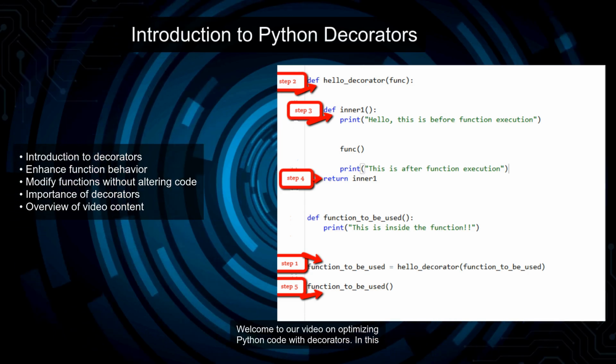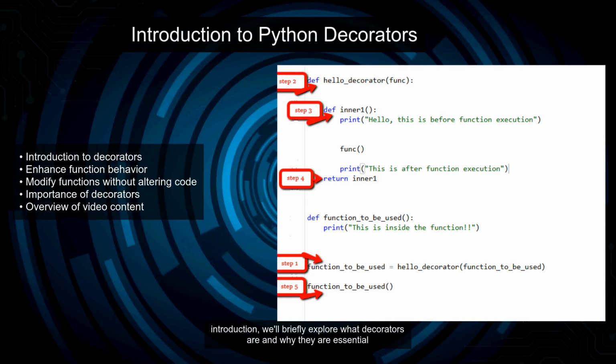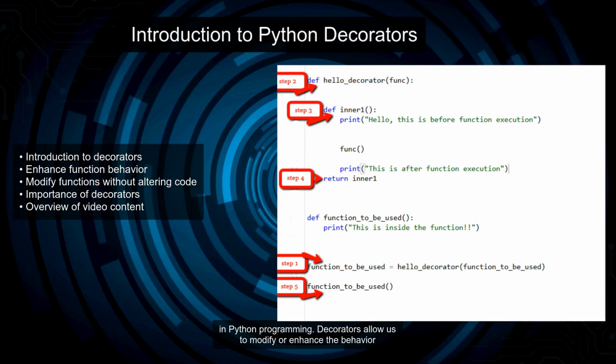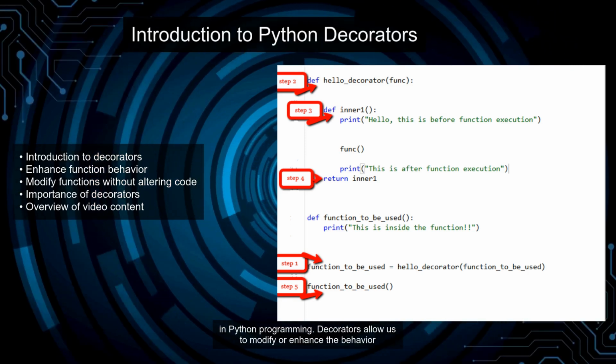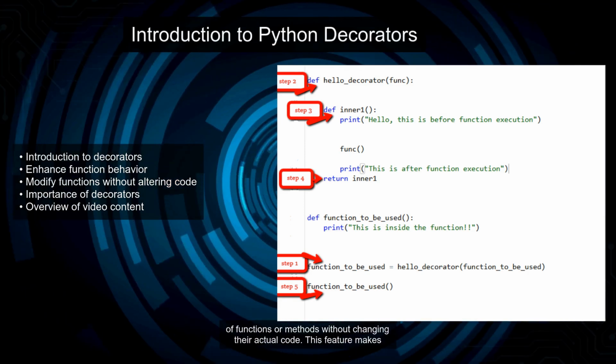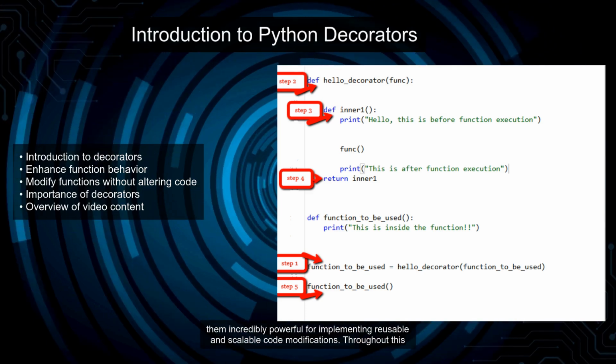Welcome to our video on optimizing Python code with decorators. In this introduction, we'll briefly explore what decorators are and why they are essential in Python programming. Decorators allow us to modify or enhance the behavior of functions or methods without changing their actual code. This feature makes them incredibly powerful for implementing reusable and scalable code modifications.